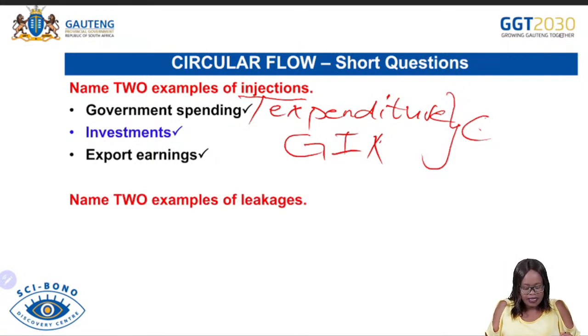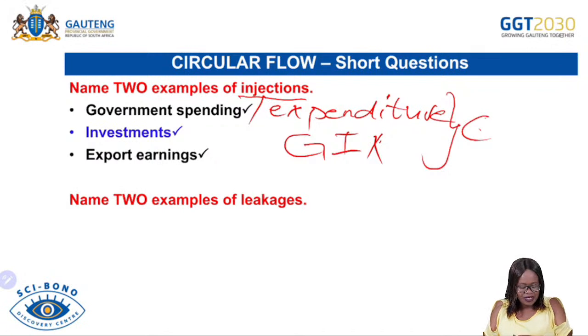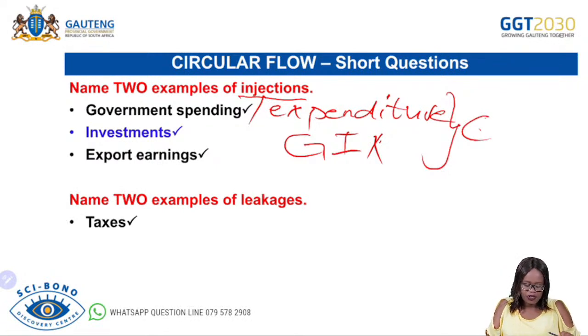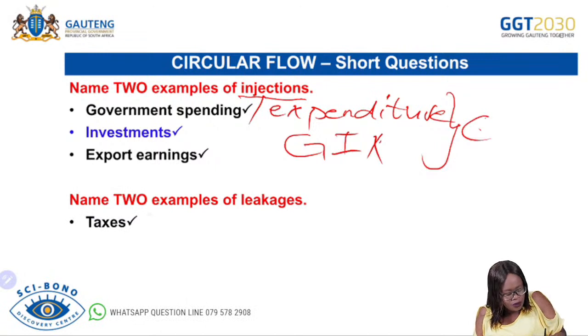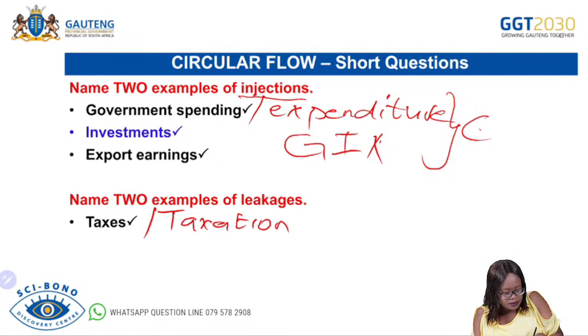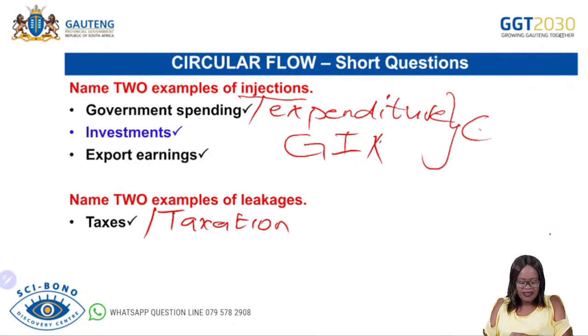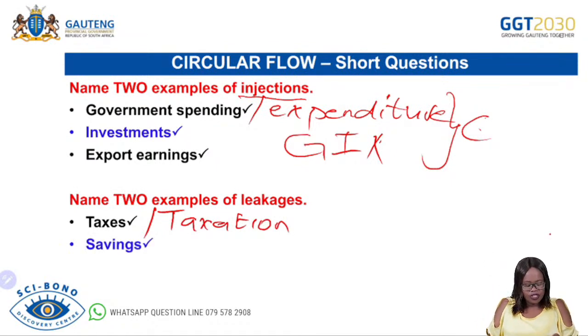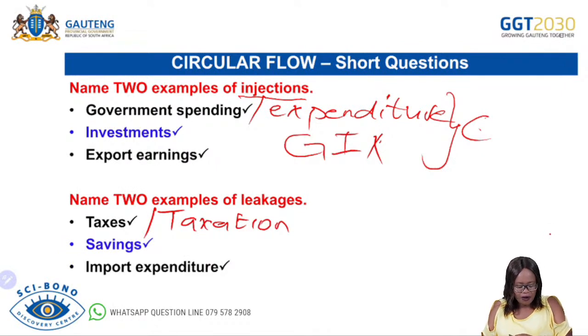With the next question, it reads as follows. Name 2 examples of leakages. When you're speaking about leakages, we are going to be looking at the first option, and that is taxes. Even when you write taxation, you are still correct. Right. Another option that may be allowed in answering this particular question is going to be savings. And the other answer that is expected is going to be import expenditure. And that is the money that is spent when buying goods and services from other countries.